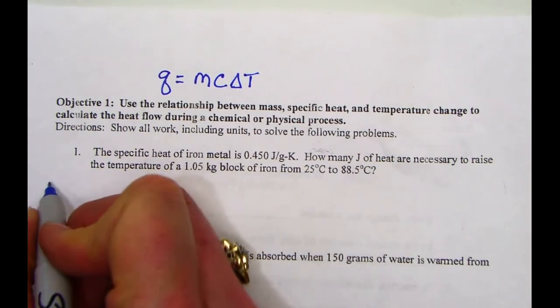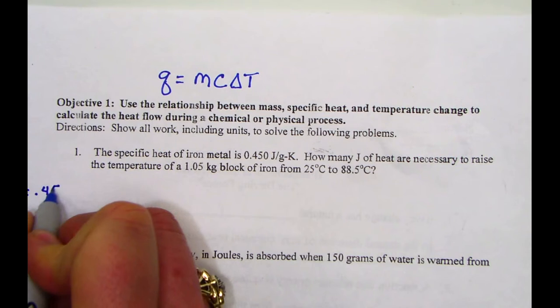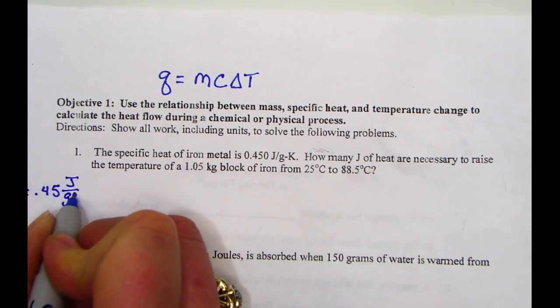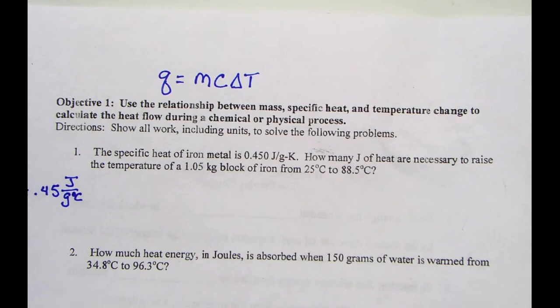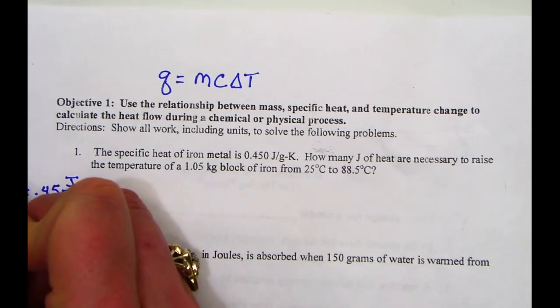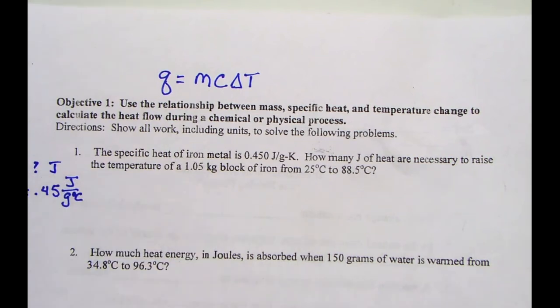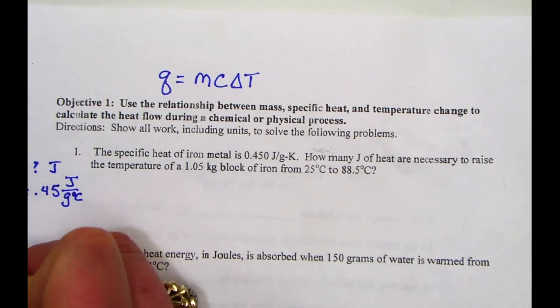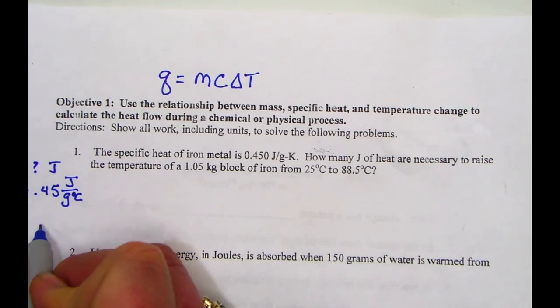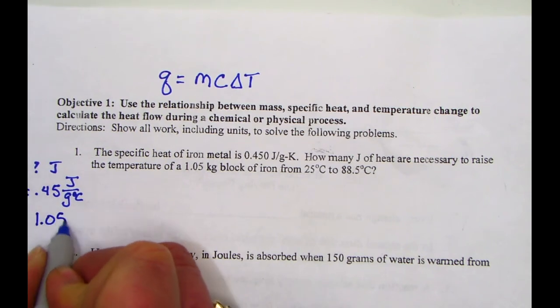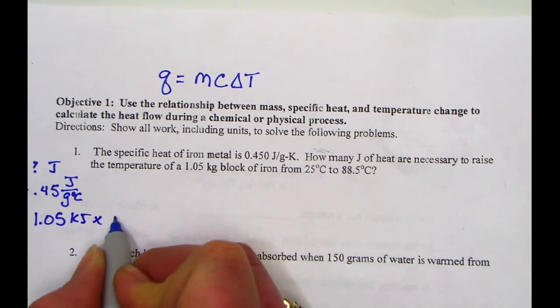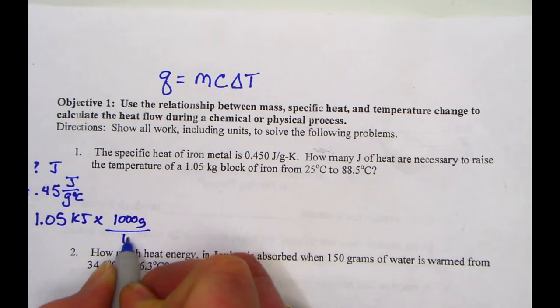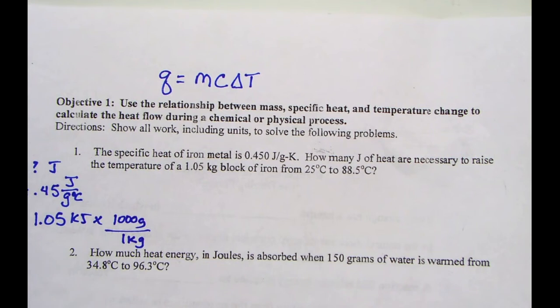So here we are being told the specific heat value, which is C, 0.450 joules per gram. And why don't we go ahead and think in our head degrees Celsius? How many joules of heat, that's asking us to solve for Q in a joule unit, are necessary to raise a 1.05 kilogram block of iron? The kilogram unit will need to be converted to a gram unit. We would do that by saying that there are exactly 1,000 grams in every 1 kilogram. So we'll need to slide our decimal 3 spots to convert kilograms into grams.